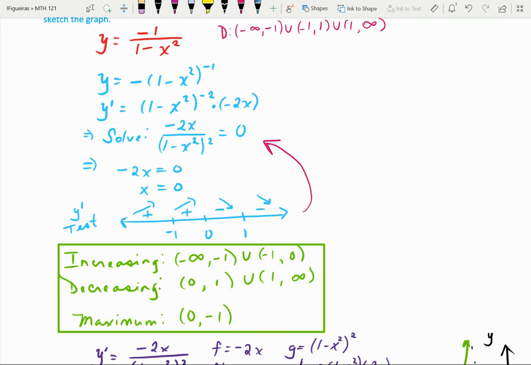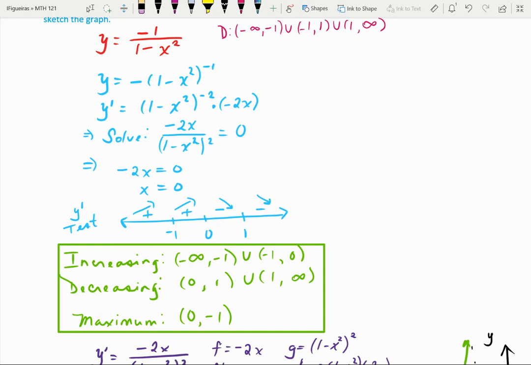increasing from negative infinity to negative 1, and then from negative 1 to 0. Remember, it's undefined at negative 1, so you want to make sure that you separate out those two intervals. And it's decreasing from 0 to 1, and then from 1 to infinity. And again, it's not defined at 1, so you need to separate it into two separate intervals.